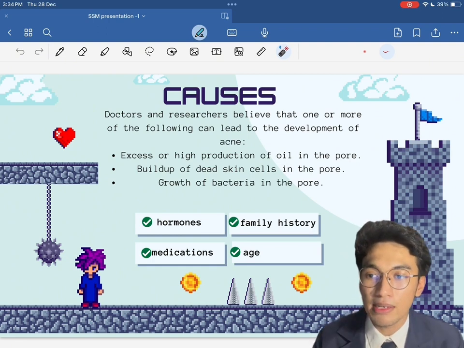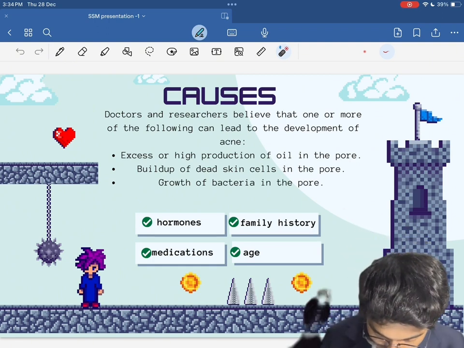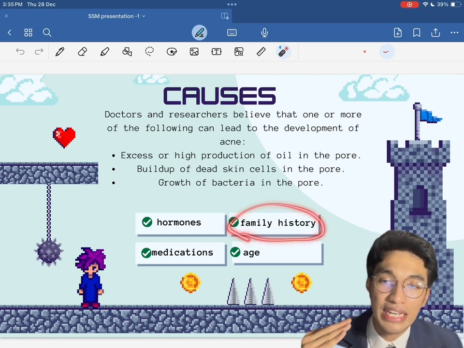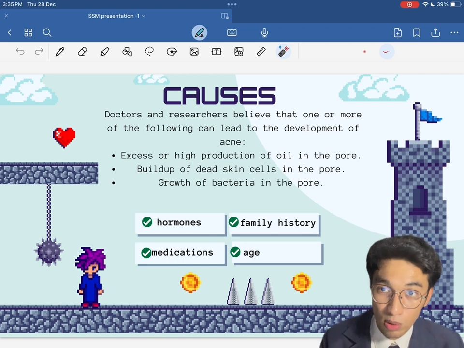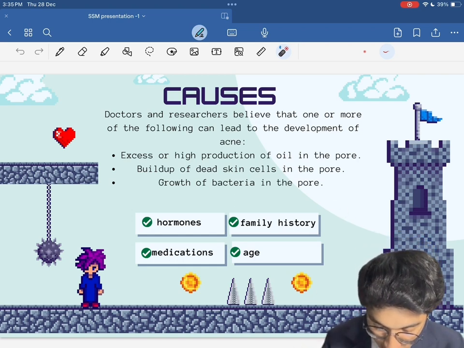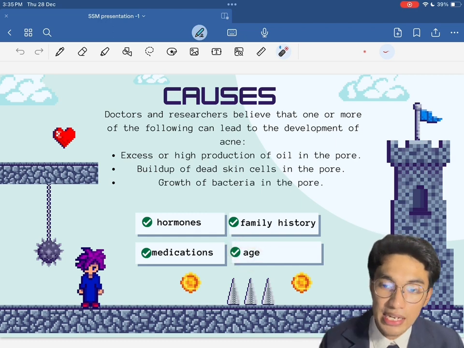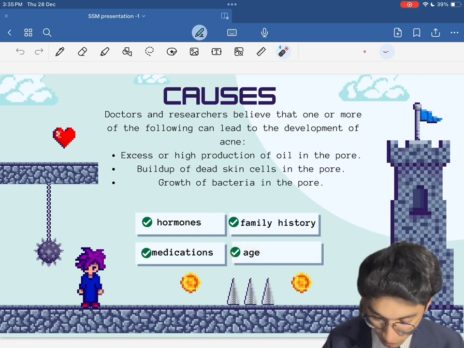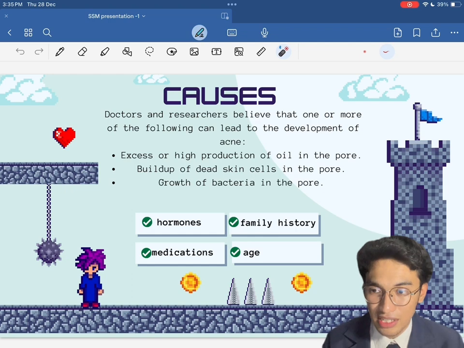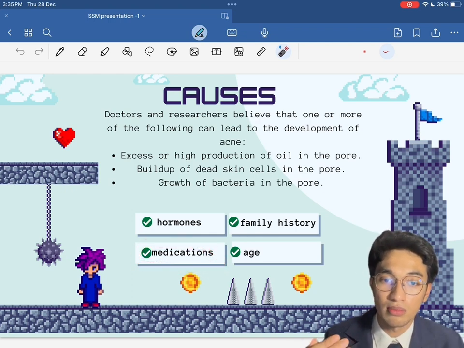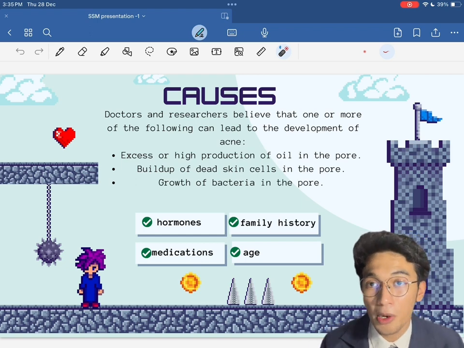The second one is family history. Researchers believe you are more likely to get acne if your parents had acne also. The third one is age. People of all ages can get acne, but it's most common in teenagers. The last one is medication. Certain medications, such as those that contain hormones or lithium, can cause acne.